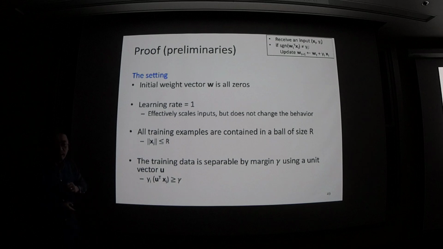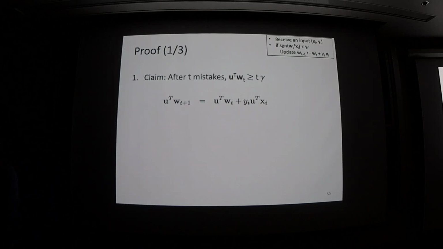So now let us look at how we derive this upper bound, the mistake bound. We separate the proof into three steps. The first step, we're going to show a general claim: after making any t mistakes, the inner product between this unit vector u and the current weight vector wt is no less than t times gamma. Remember, gamma is the margin of this weight vector.